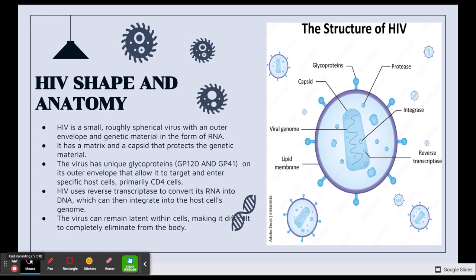The virus has unique glycoproteins called GP120 and GP41 on the outer envelope that allow it to target and enter specific host cells, primarily the CD4 plus cells. HIV uses reverse transcriptase to convert its RNA into DNA, which can integrate into the host cell's genome. The virus can remain latent within the cells, making it difficult to completely eliminate from the body.